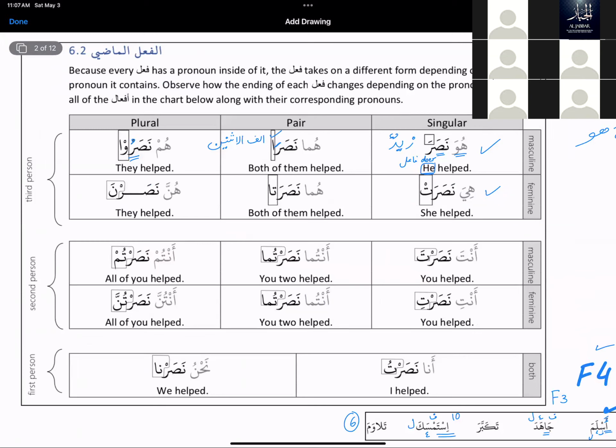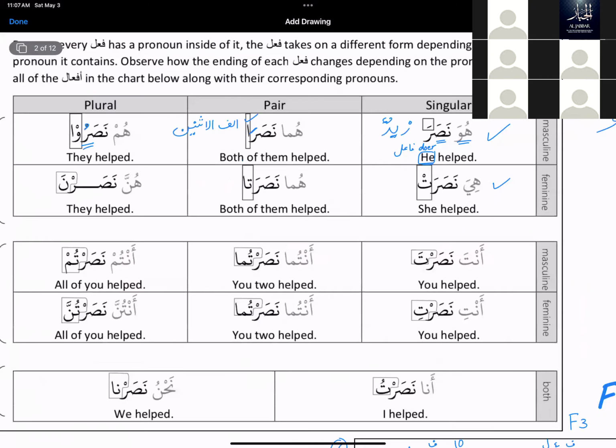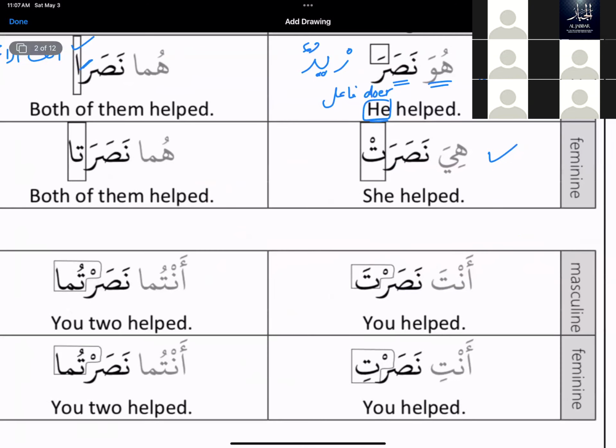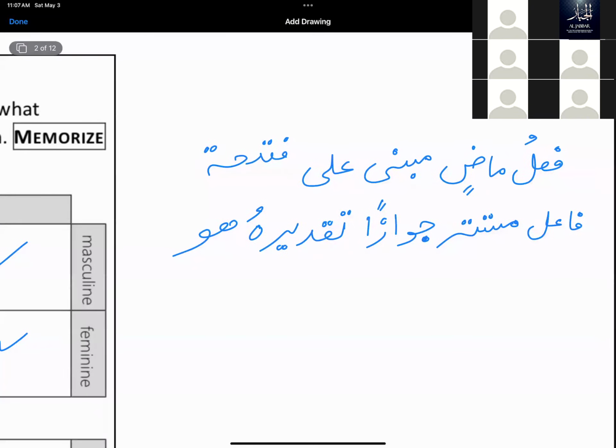Then hiya nasarat, mabni ala fatha. The ta is the sign of feminine. Someone asks whether it is mustatir here, but we are not talking about the fail yet. We are just talking about nasara. We are just doing the very first part over here.